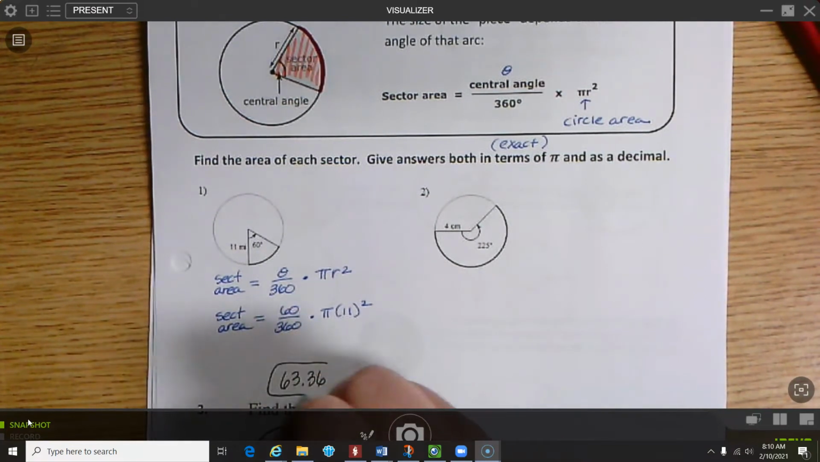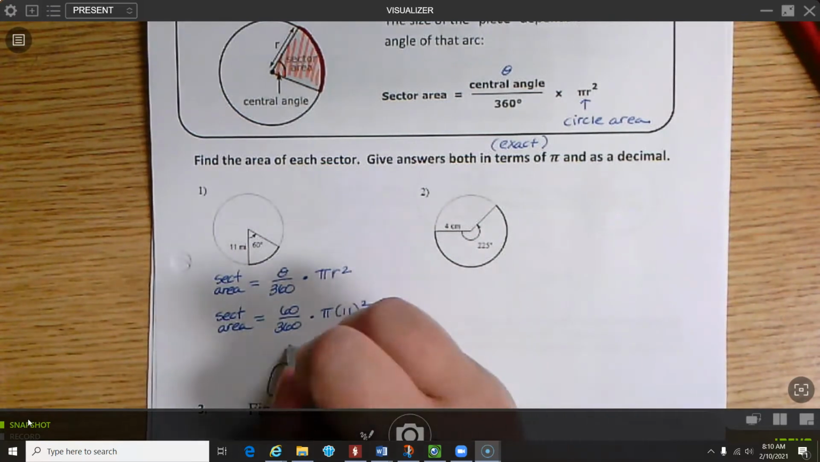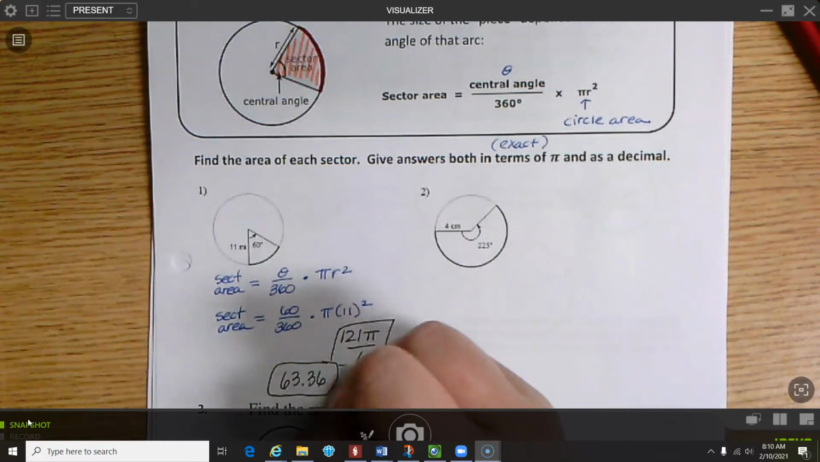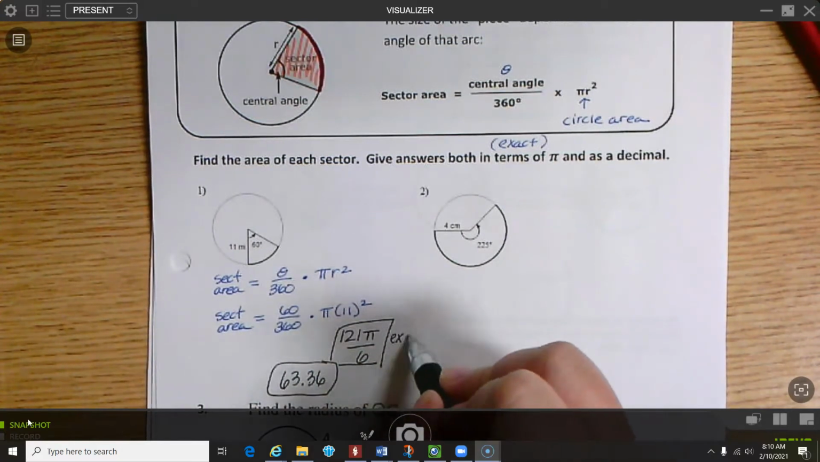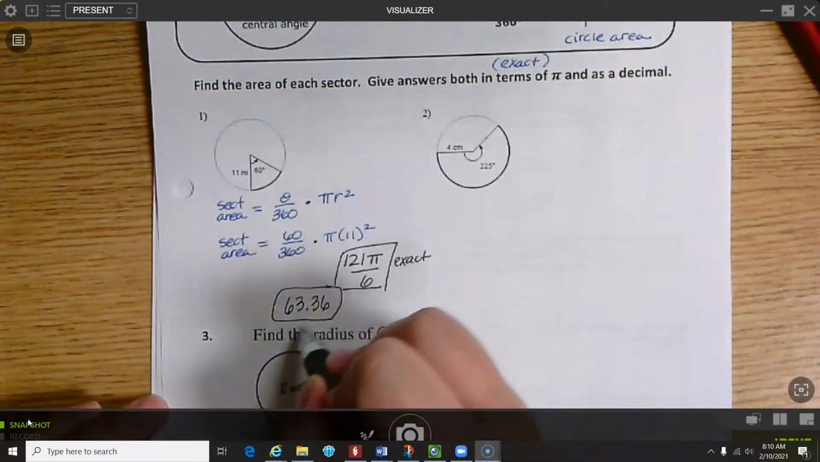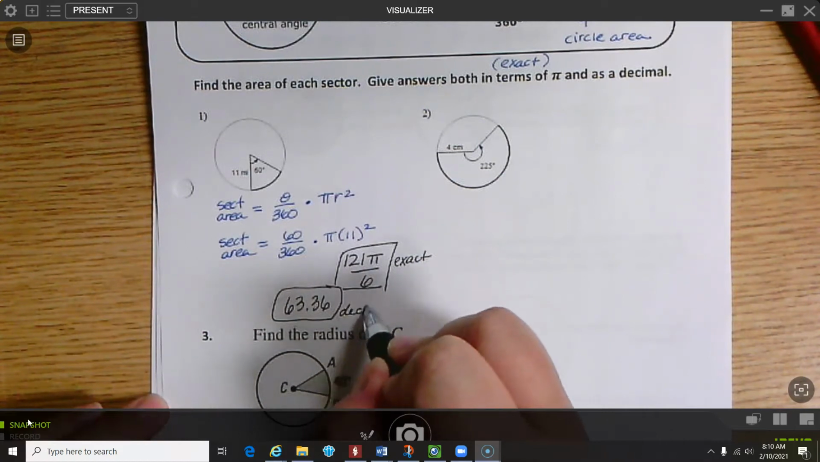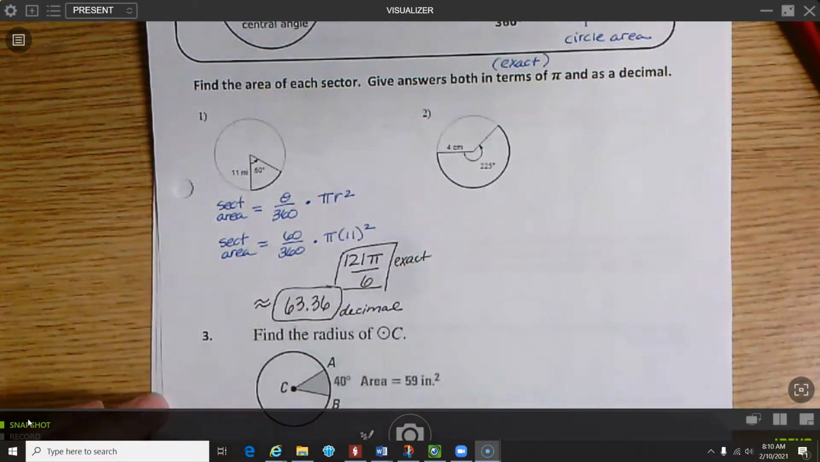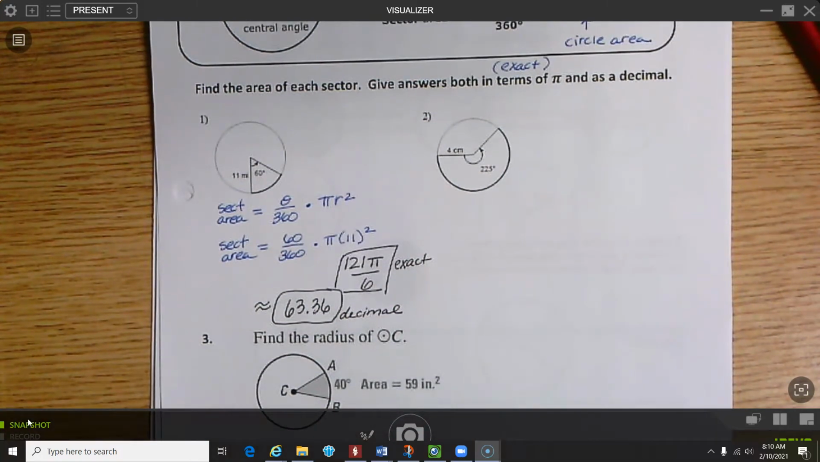I'm writing that one down first because I'm going to forget it. And 121 pi over 6. Again, this is exact form. This is a decimal approximation. If we had to round, it's an approximation. So sometimes we use a squiggly, sort of like an equal sign, to say it's approximately equal to that. All right, next one.